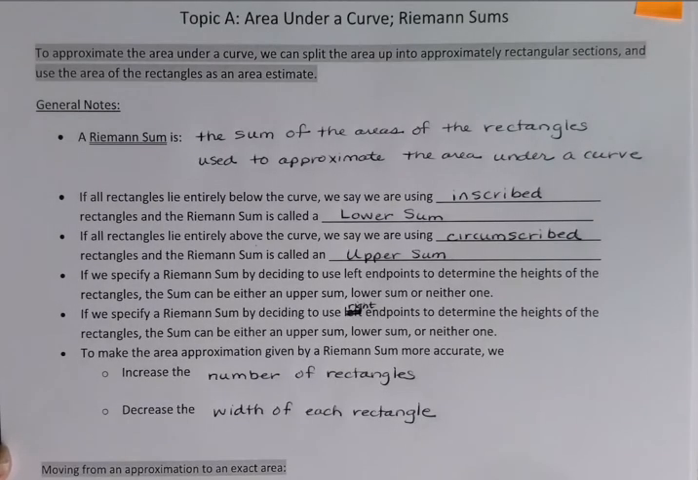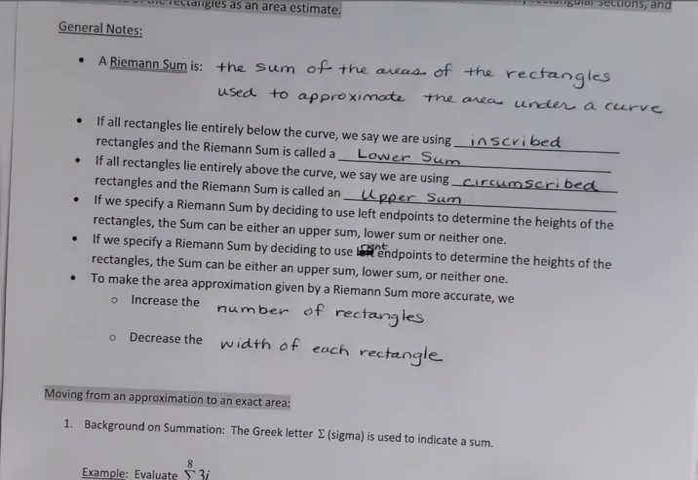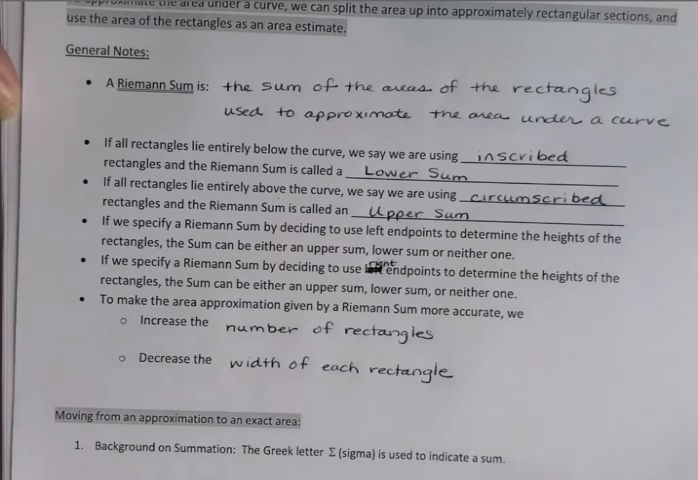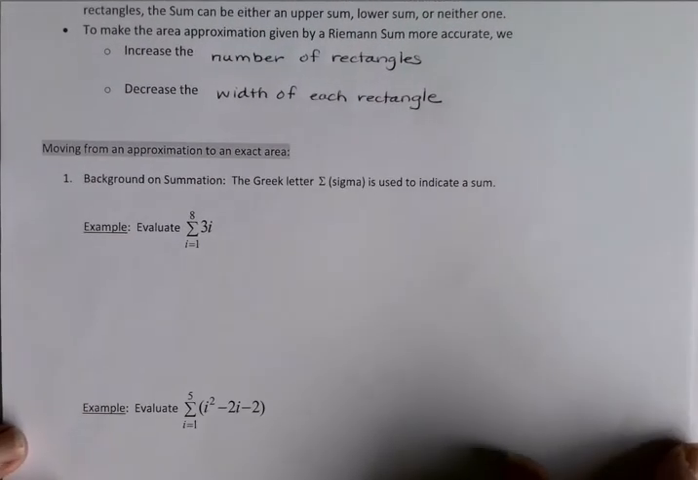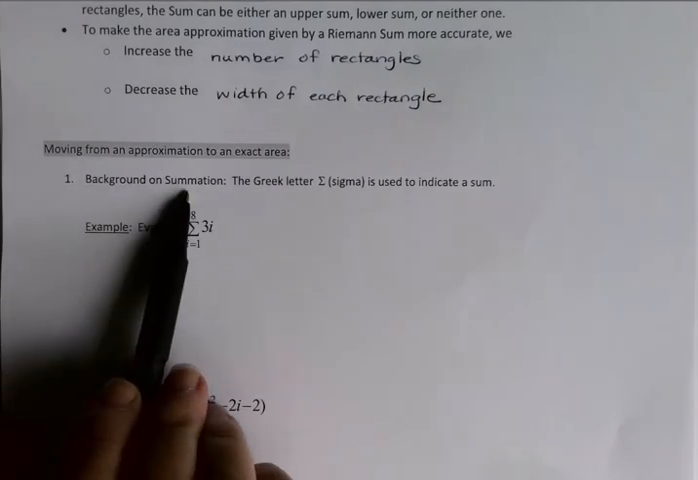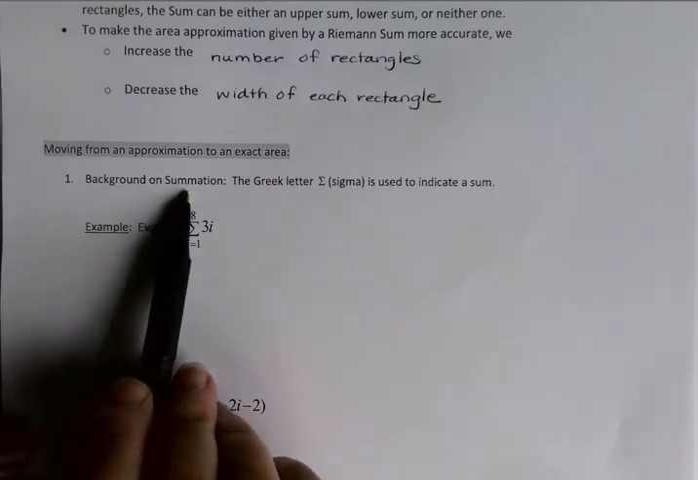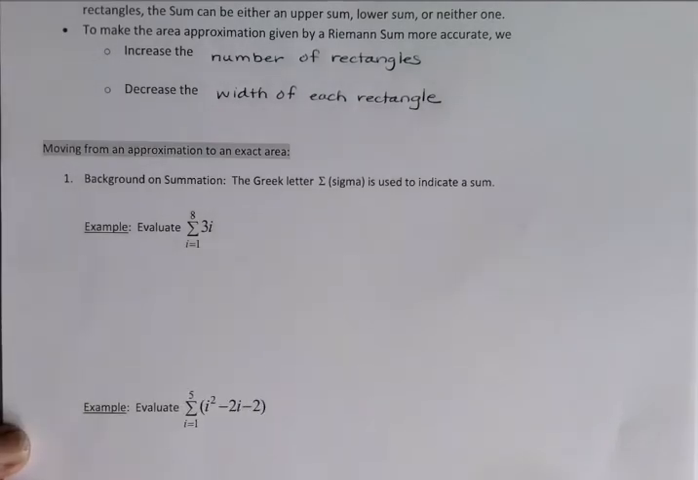All right, in order to do this mathematically, to actually set this up and figure out what these areas are going to be approximated by, we're going to need a little bit of mathematical notation, which you may or may not have seen before, so I want to take a few minutes to review it. What we're going to need to use is what's called a summation. A summation is signified by the Greek letter sigma. It's a capital sigma, and it's used to indicate a sum.